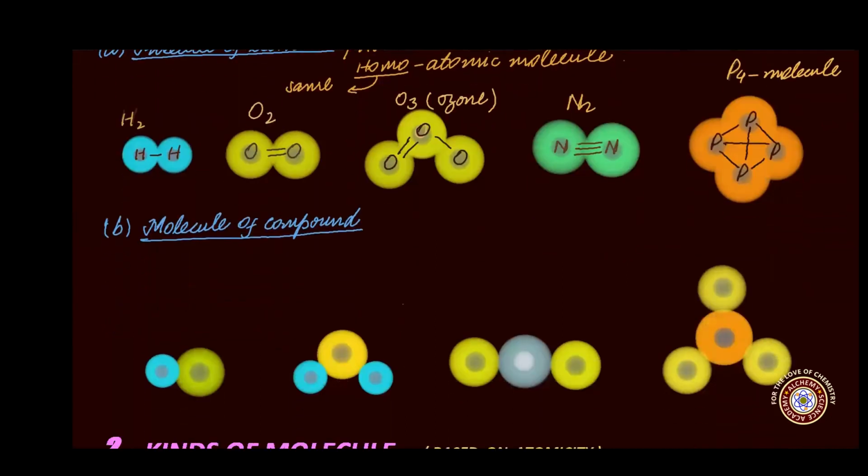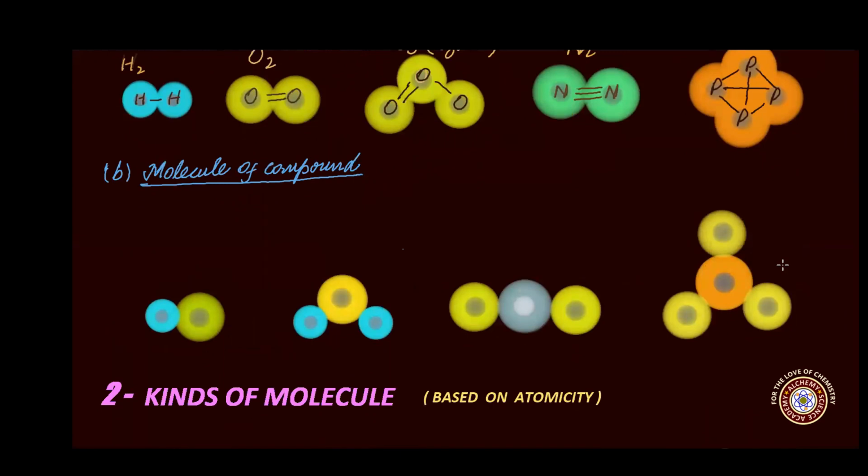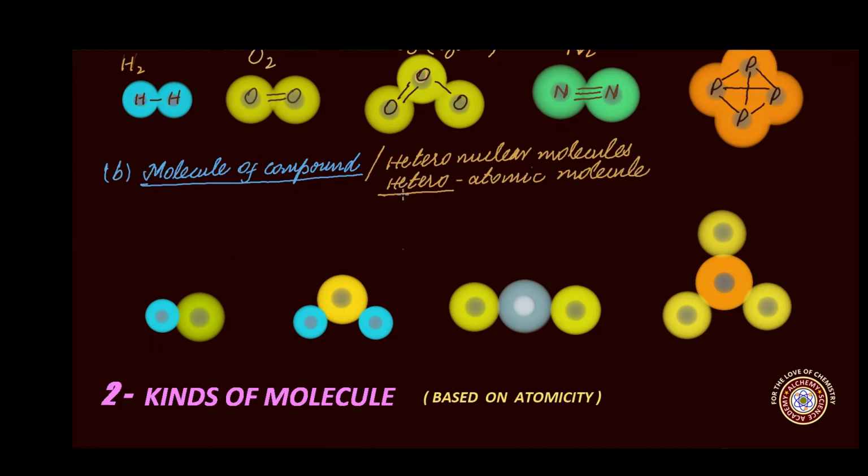Now let us move on to the second type of molecules based on the nature of constituent atoms, that is molecule of compound. These molecules are also called heteronuclear molecules, or sometimes heteroatomic molecules. The prefix hetero of the term indicates different.